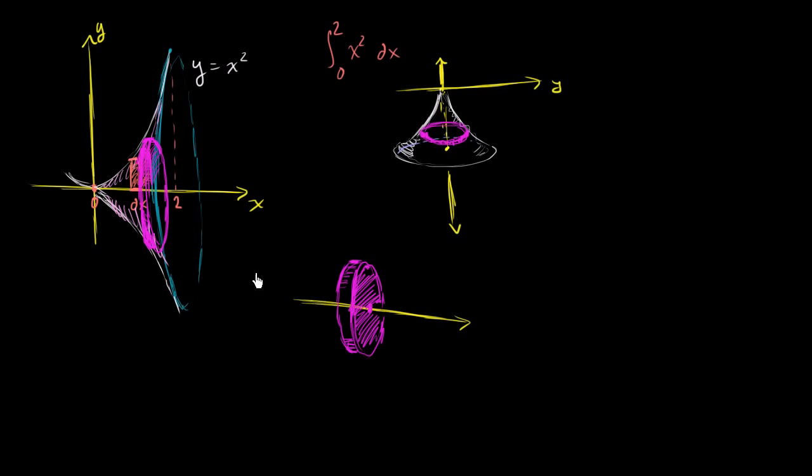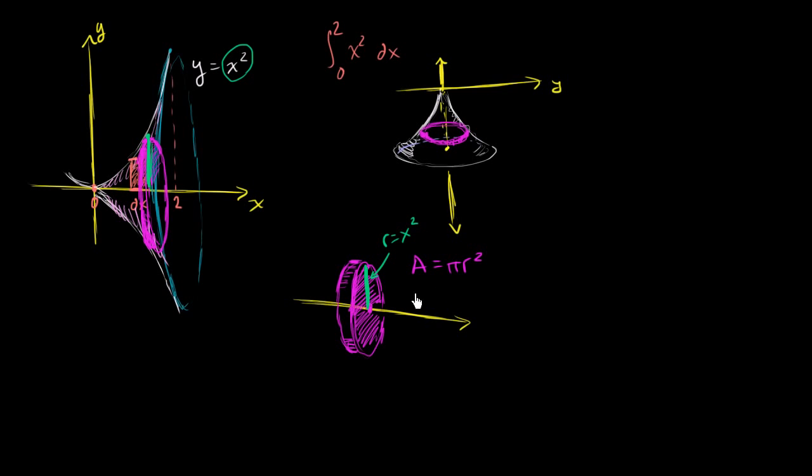So what's the area of this face? Well, we know that the area of a circle is equal to pi r squared. So if we know the radius of this face, we can figure out the area of the face. Well, what's the radius? Well, the radius is just the height of that original rectangle. And for any x, the height over here is going to be equal to f of x. And in this case, f of x is x squared. So over here, our radius is equal to x squared.